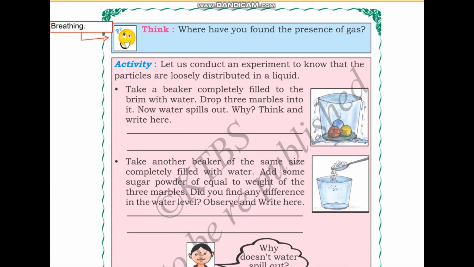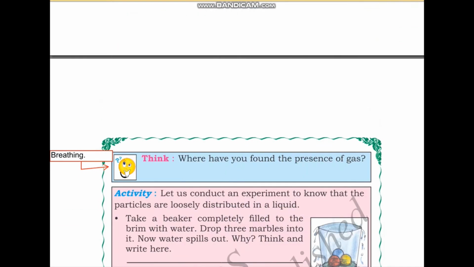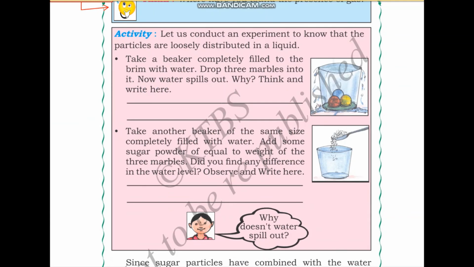Now, we will conduct activities to understand the characteristics of the three states of matter. The first activity is, let us conduct an experiment to know that particles are loosely distributed in liquids. So we learned that in liquids, particles are loosely distributed when compared to solids. Correct? So now let us carry out an experiment to understand that.